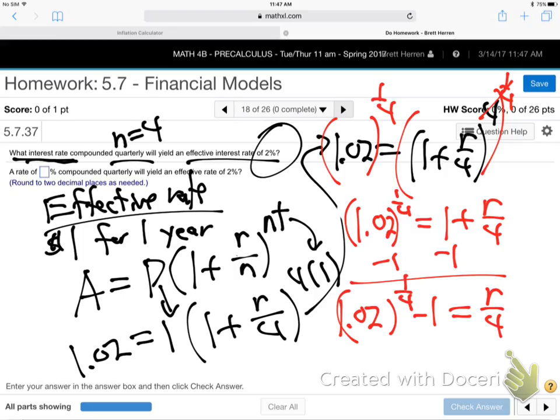And then what do we do? Multiply the whole side by 4. Boom. So there it is: 4 times parentheses 1.02 to the 1/4 minus 1. So that should be our interest rate. Somebody got that? Got it right there. Thank you.